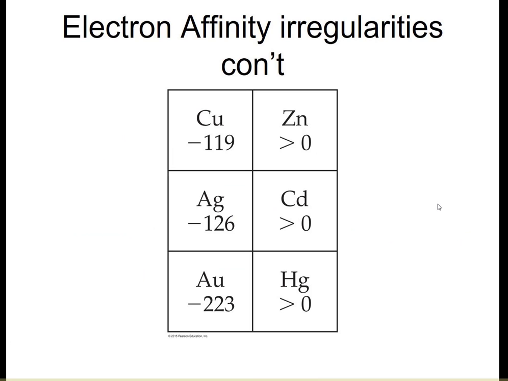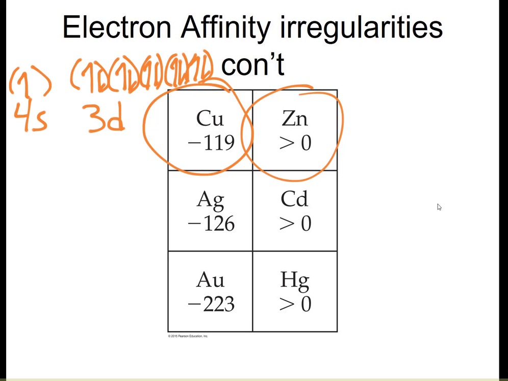Here are the last 2 families of the transition metals. So we can again compare copper to zinc. With copper, we see that we have a full 3d sublevel, but there is room in the 4s to put that electron. So that is why this one is negative. Zinc, that would not happen because everything is filled. Zinc already has that electron, and if you go to add one more electron, it would have to be put into a 4p sublevel.